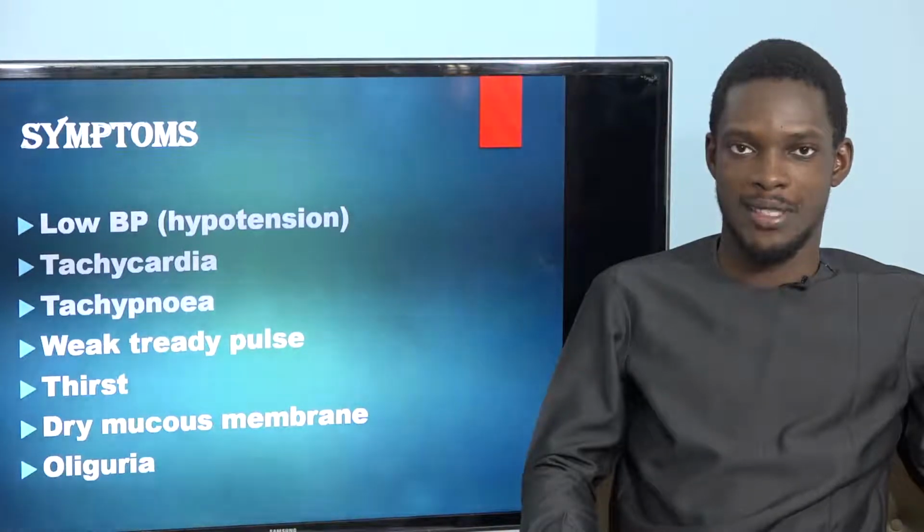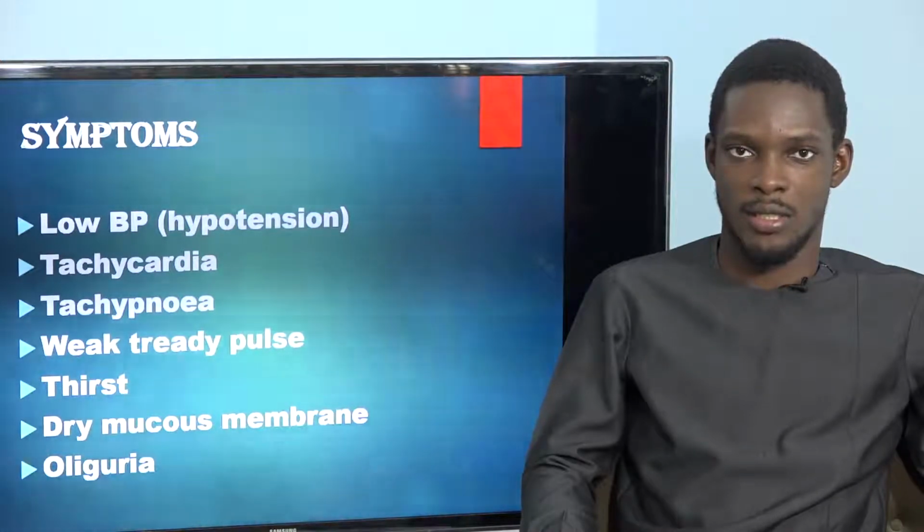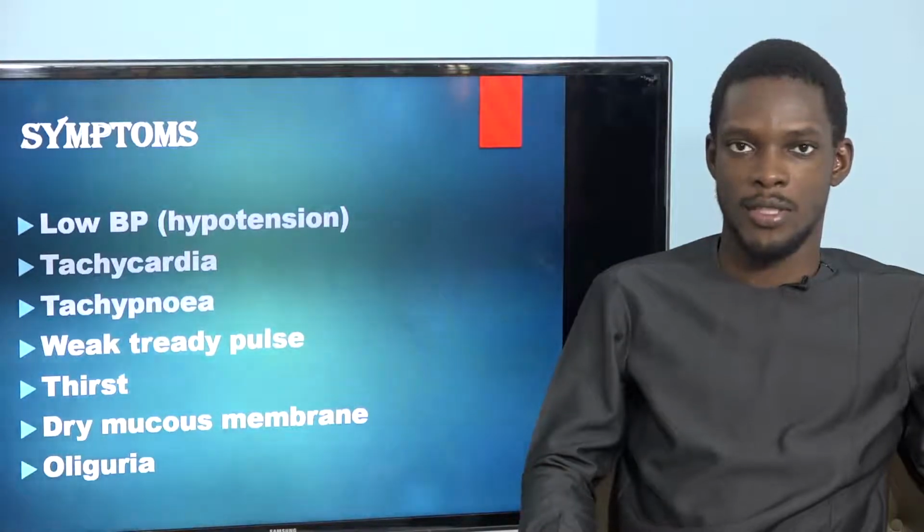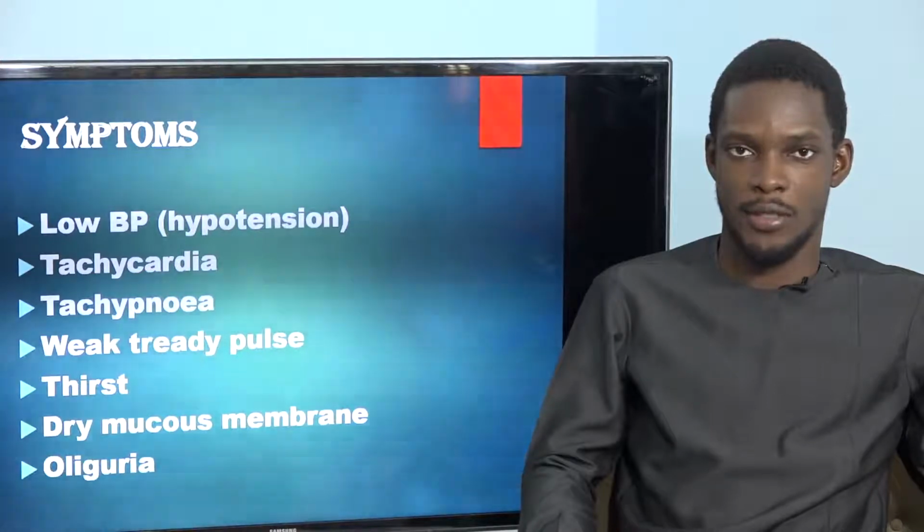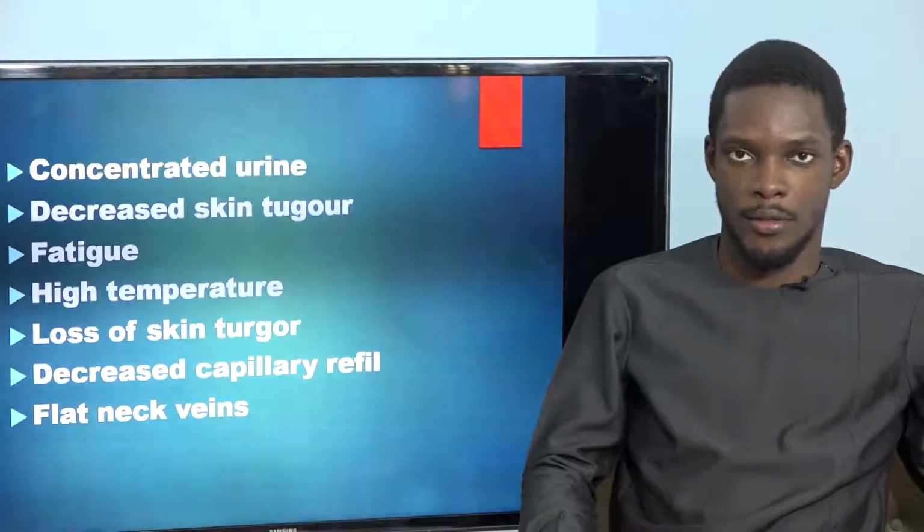A client may experience thirst because there is a need for the client to drink water or to have infusions taken in if he is unconscious. Therefore, thirst would be a sign and symptom that will occur because of fluid volume deficit. A client will also experience a very dry mucous membrane and oliguria or decreased urinary output. Concentrated urine may also be seen in a client with fluid volume deficit.